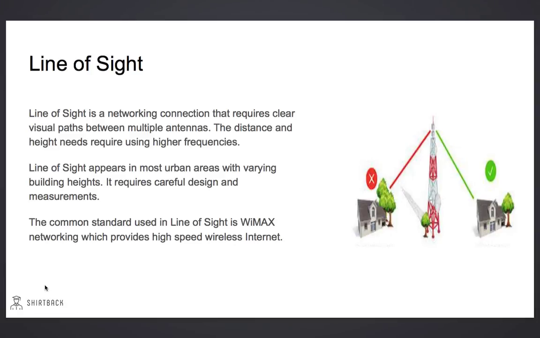Line of sight is a networking concept that requires a clear visual path connection between multiple antennas. The distance and height requirements will necessitate using higher frequencies. Line of sight typically appears in urban areas with varying building heights. It requires careful design and measurements when installing the network. The most common standard used in line of sight is WiMAX networking, which will provide high-speed wireless internet over the connections.